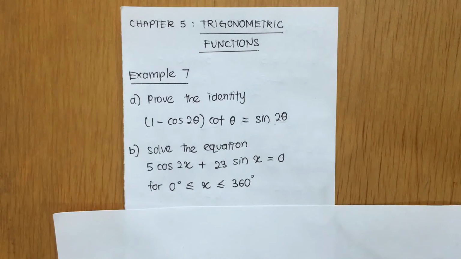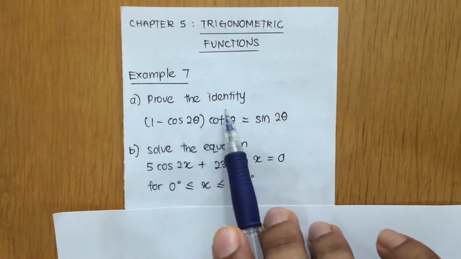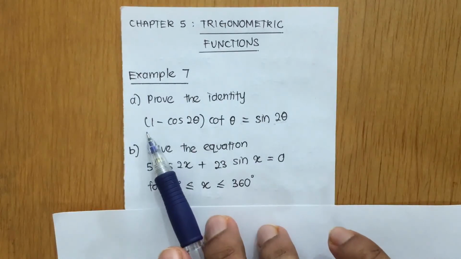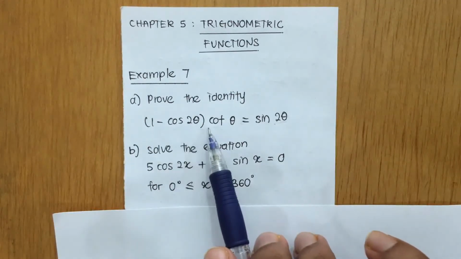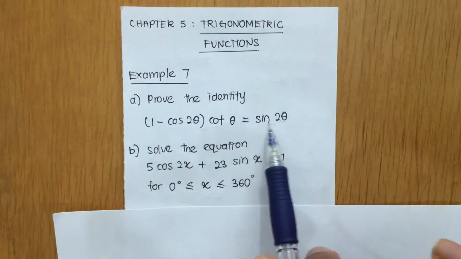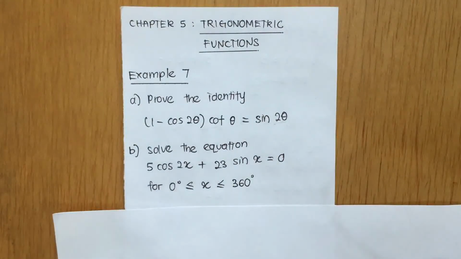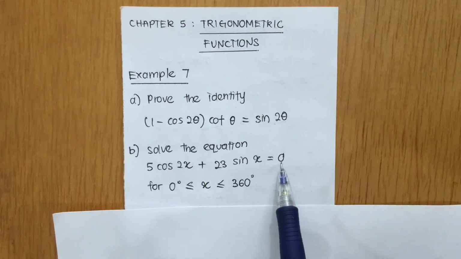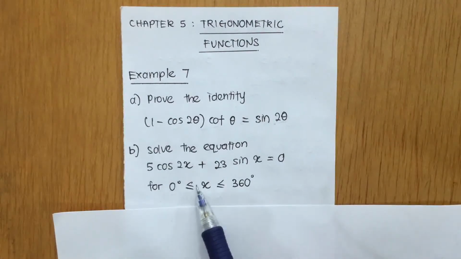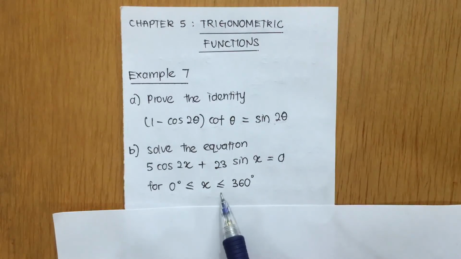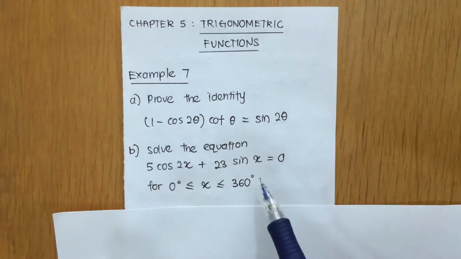Alright, let me read the example 7 question now. For part A, they ask to prove the identity (1 minus cos 2 theta) cotangent theta is equal to sine 2 theta. For part B, they ask us to solve the equation 5 cos 2x plus 23 sine x is equal to 0 for the range 0 degrees less than or equal to x less than or equal to 360 degrees. So these are the respective questions, guys.